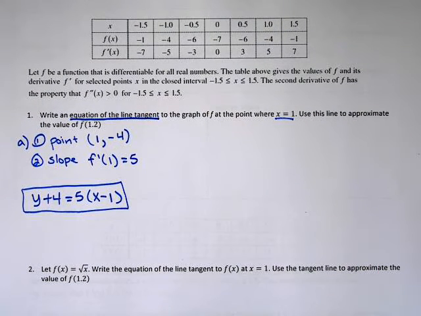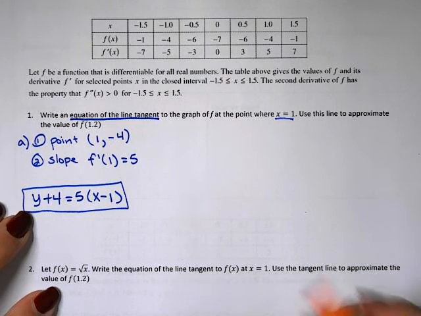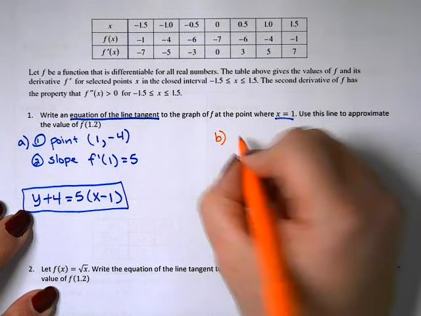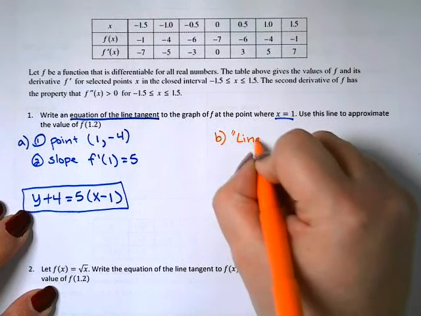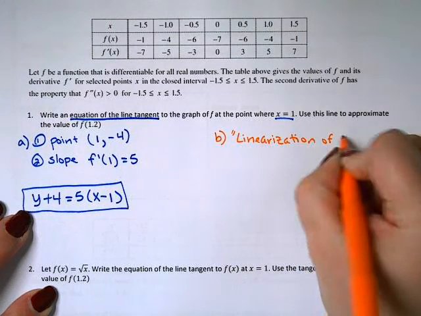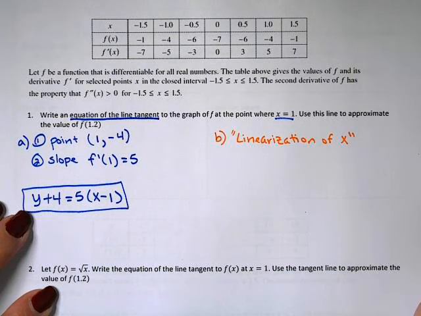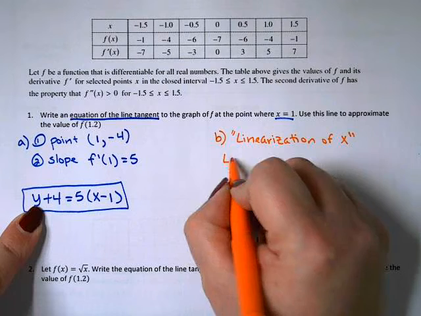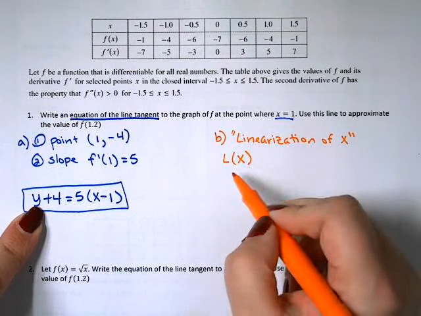Now, let's take a look then at this next part where we're going to use it to approximate the value of f of 1.2. When they ask us to do something like this, they're going to ask us to change the way that this looks. So I want you guys to put a part B here, and we're going to call this the linearization of x. So if you'll write that with me, linearization of x. All we're going to do then is instead of using y, we're actually going to use L of x. So we're calling it the linearization of x.